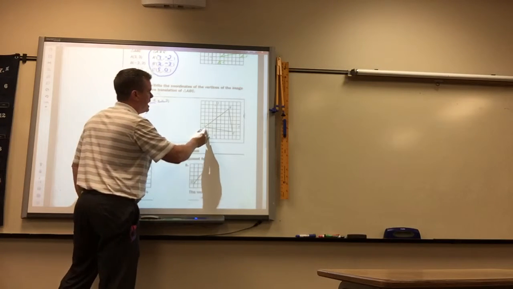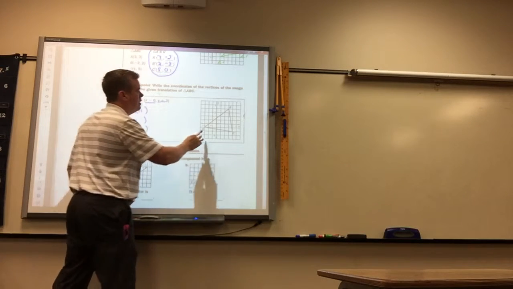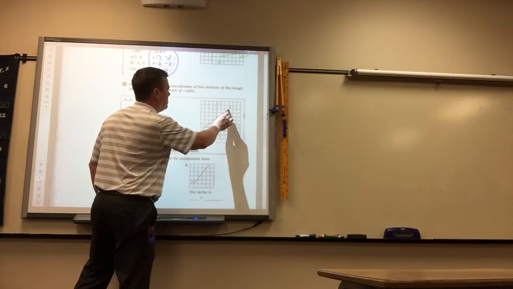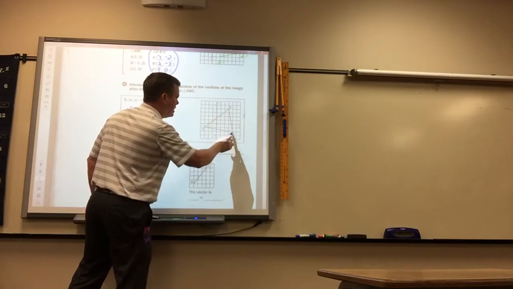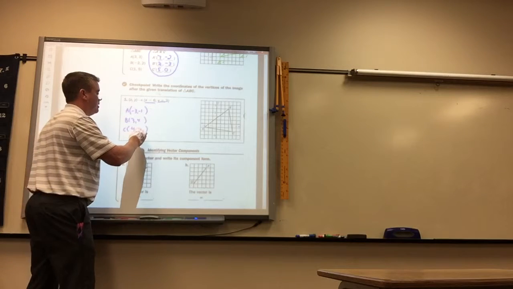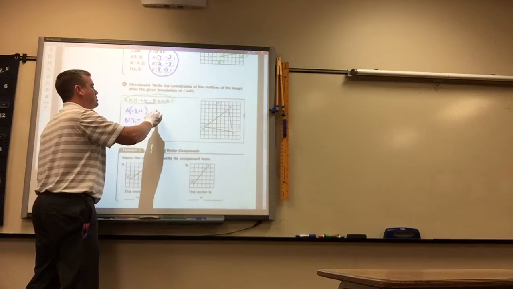So in this picture, A is left 3, down 1. Negative 3, negative 1. Okay. B is over 3 and up 4. C is over 4 and down 2. So instead of drawing it, you can just use the rule to find the new points.